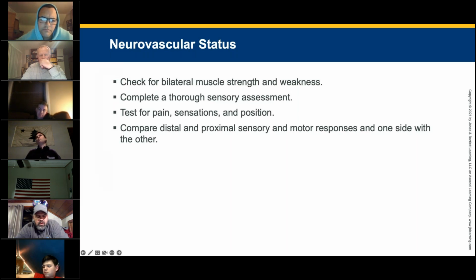Complete a thorough sensory assessment. Test for pain, sensations, and position. And then compare distal and proximal sensory and motor responses, one side versus the other.